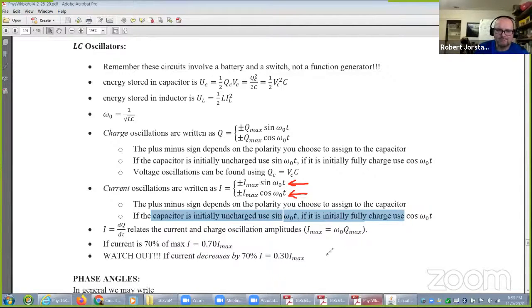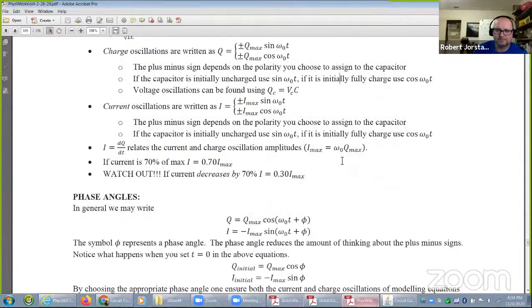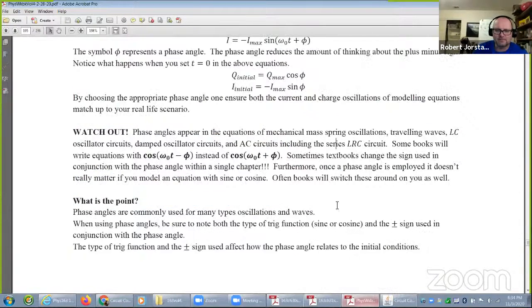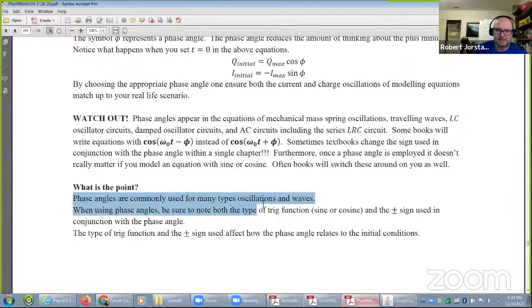All right. And these two are related by this equation right here. So if you figure out the charge oscillations, you could just take a derivative and you should get the current oscillations. Now, sometimes you do have to think carefully about the plus minus signs. I'll just leave it at that. All right. Let's go look at a problem to work out here. There's a bunch of words about phase angles. We'll come back to that in just a minute. If you care about these phase angles, basically the phase angle relates to the initial conditions. More on that in a minute.